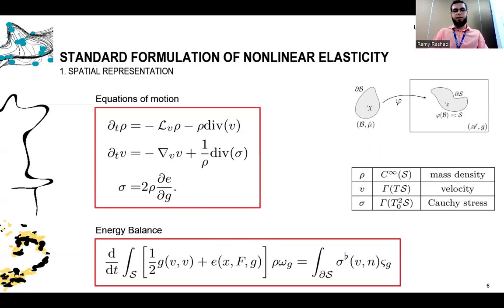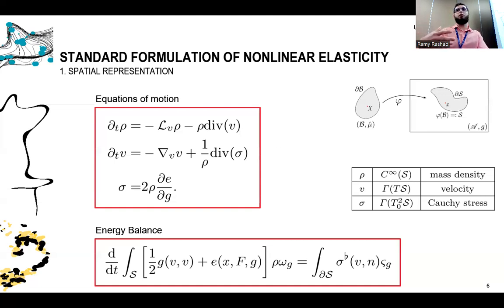The energy balance is simply that the rate of change of the sum of the kinetic energy plus the strain potential energy is equal to whatever is on the boundary. Here, we treat the generic case.